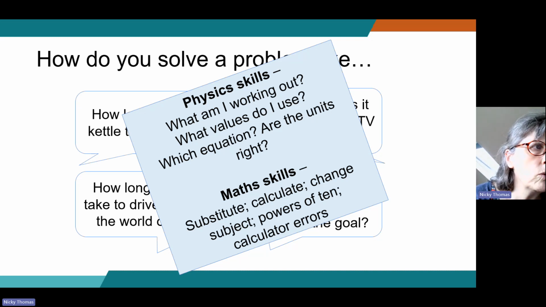You've got to think about what you're working out and find the values out of perhaps a question stem. Choose an equation, think about the units, make sure you're staying consistent with your SI units if that's relevant, which it usually is. Think about the math skills. You're substituting, or at least you're putting those numbers from the question stem into the different quantity in the equation. You're changing the subject or rearranging the equation depending on your language. Looking at powers of 10, using a calculator. So a mix of skills that your students have.